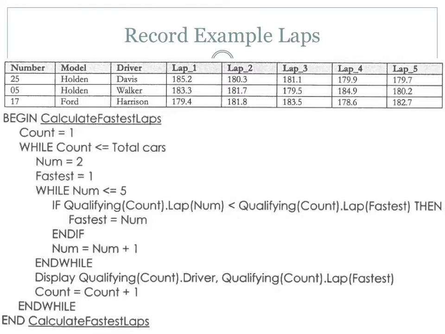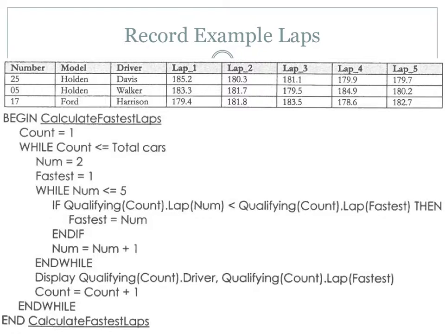This is a bit of a different example. Hopefully this will help you understand how counts can be used in records. So I have a record, and my record is called qualifying. I put a table up the top that tells you the car number, the model number, the driver, their time for lap 1, lap 2, lap 3, lap 4, and lap 5.